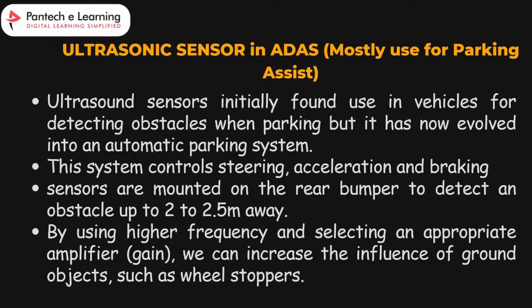By using a higher frequency and adjusting how much the sensor amplifies the signals, it is better at noticing objects on the ground like wheel stoppers. This helps the car park more accurately and avoid bumping into things that are lower down like curbs or barriers, all with the driver's hands off the wheel.